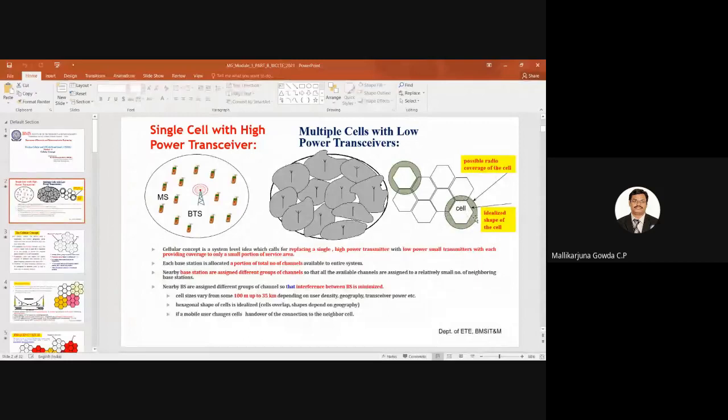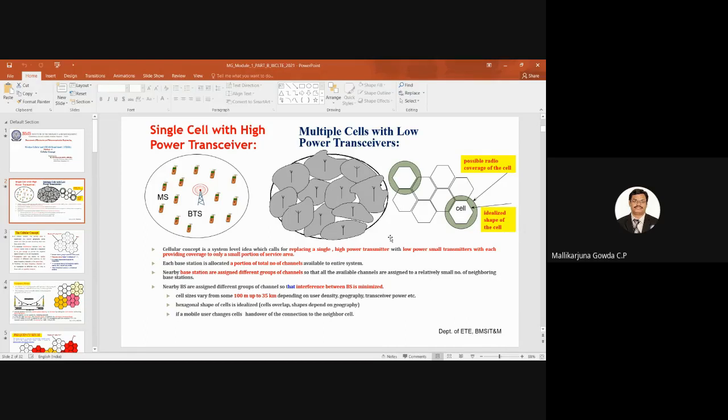Okay, so this cell size can vary from as small as around 100 meters up to 35 kilometers. That depends on the user density, geography, and the transceiver power. So maybe in rural areas, we use a high power transmitter so that it can cover certain villages, and there the number of users will also be less. But in urban areas, the population is more, so more subscribers will be there.